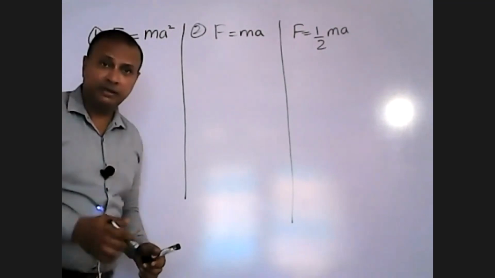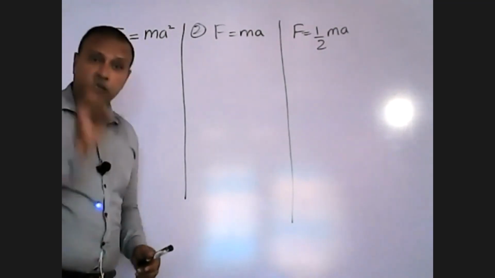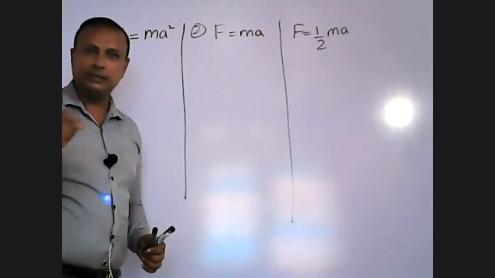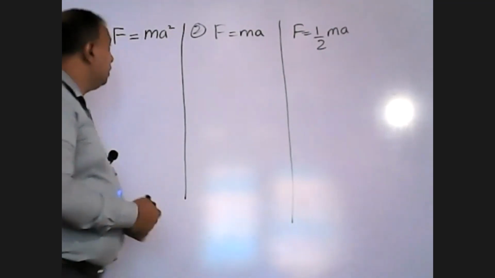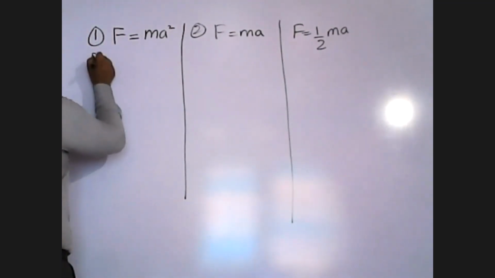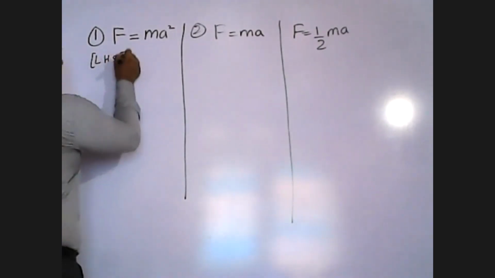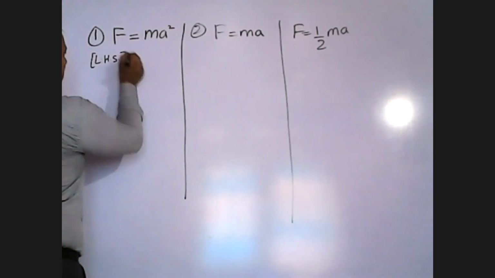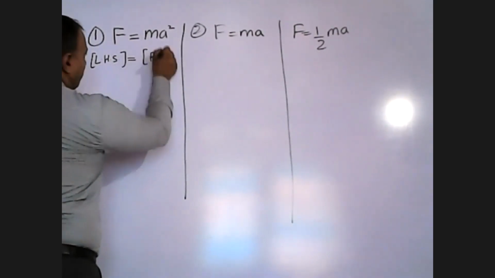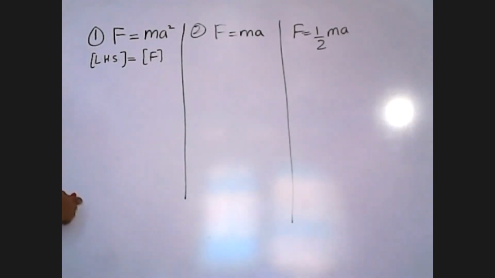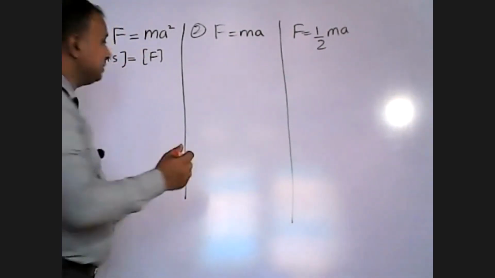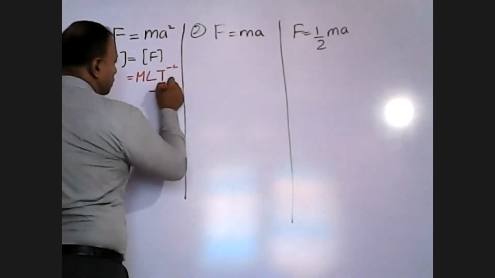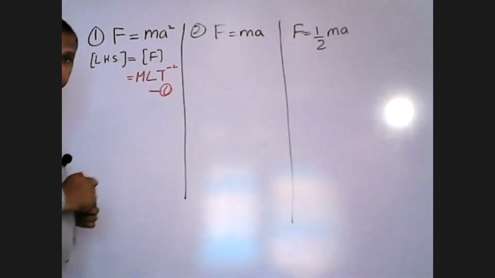If we want to determine whether the equation is correct or not, first we should take the dimensions of LHS and RHS separately. Dimension of LHS is equal to the dimension of force, which is MLT minus 2. That is equation number 1.